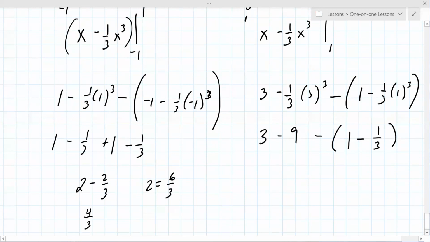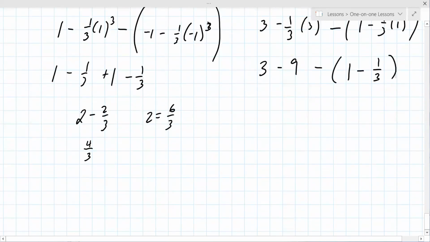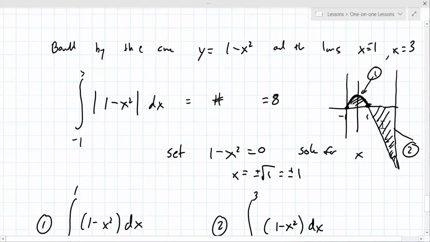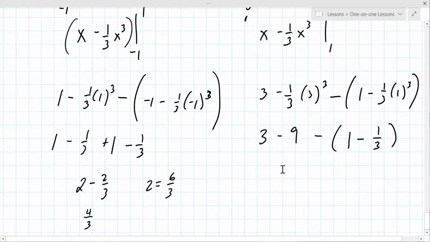The thing that I have to remind you of that I didn't mention earlier is that this area is going to be negative. So when we add up all of these things, the area is going to be negative. So this is negative 6 here, 1 minus 1/3 is 2/3, so minus 2/3.